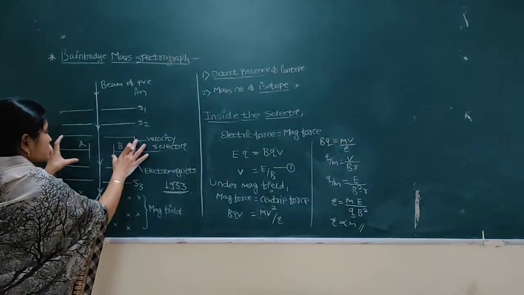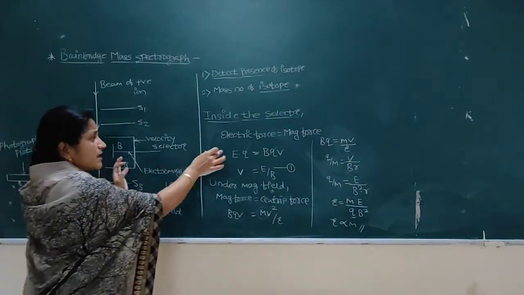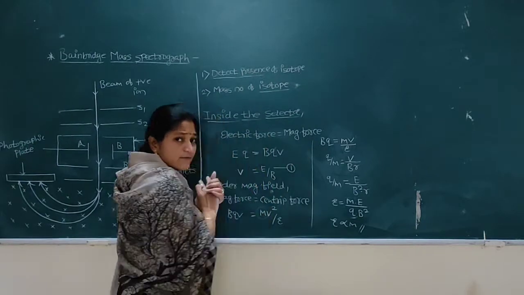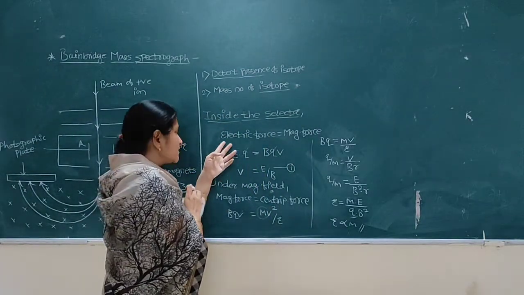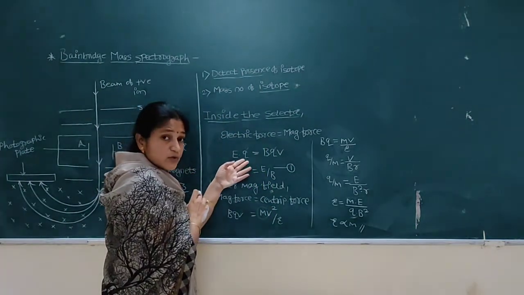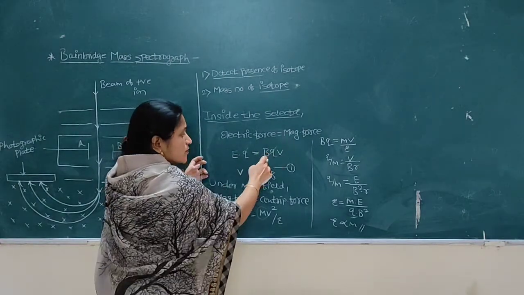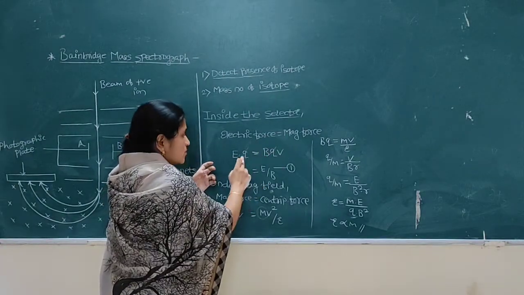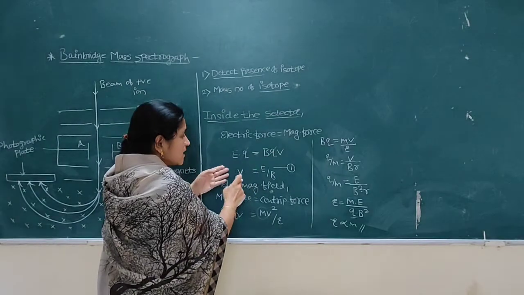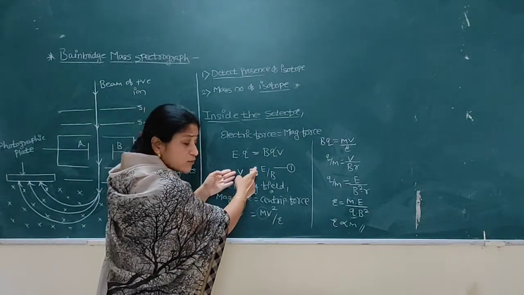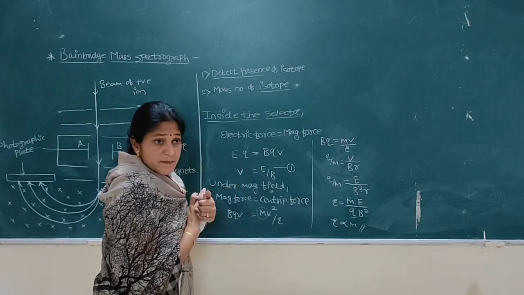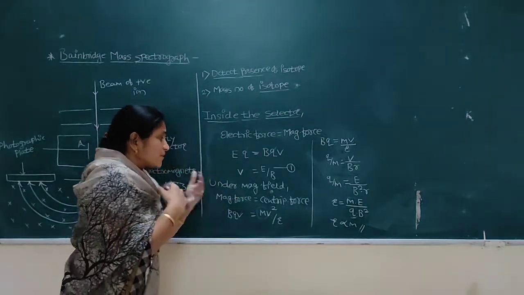So inside this selector we can write electric force is equal to magnetic force. We know that electric force is E into q, and magnetic force is BqV. So here q will get cancelled. The remaining equation we can write: v is equal to E by B.